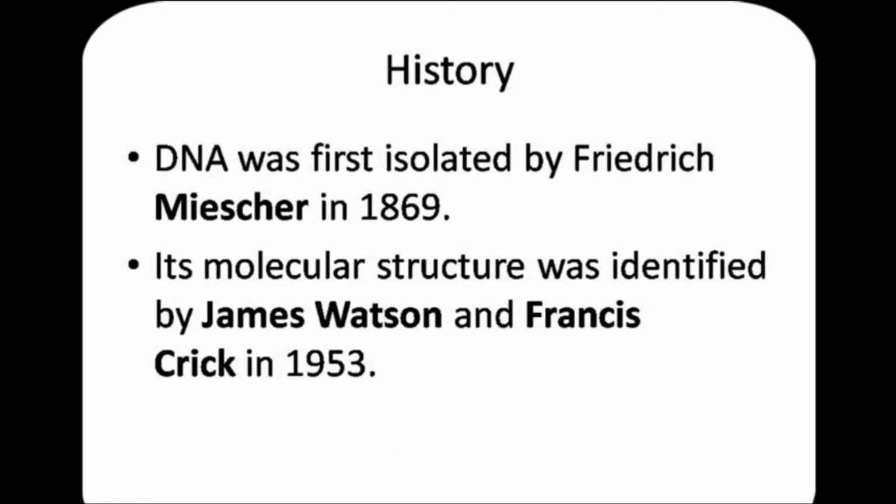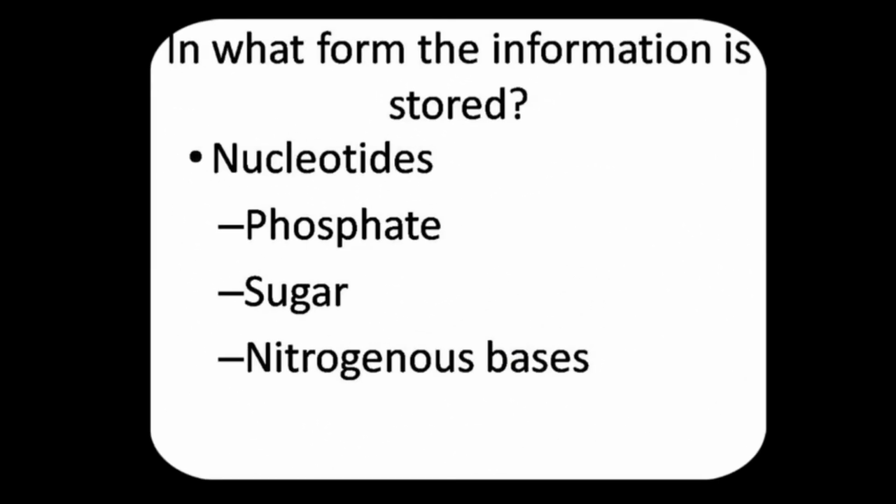Coming to the history of DNA, it was first isolated by Miescher in the year 1869. Miescher isolated DNA from pus cells, and then many studies were carried out. After a long period of time, the molecular structure was finally elucidated by James Watson and Francis Crick in the year 1953. Next, coming to the structure of DNA, it is made up of nucleotides.